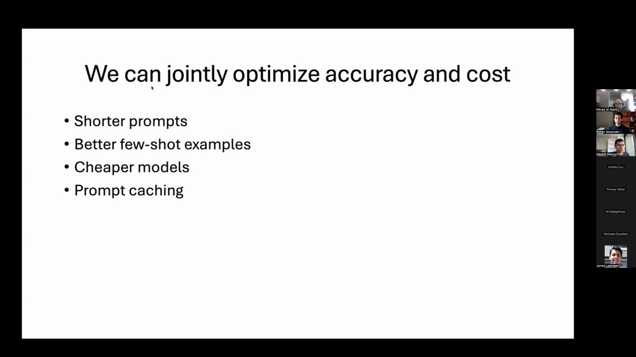So for instance, we can use shorter prompts for language model calls that don't take as much in terms of the token cost or the dollar cost incurred. We can try to look for better few-shot examples that, again, have a smaller length or allow the model to learn just from a couple of examples rather than relying on multiple ones. We can try to look for cheaper models that have the same results. And finally, we've also seen many AI developers rolling out things like prompt caching that allows you to cache often used prompts and then reuse them at a much lower cost. So how can we try to do something like this?